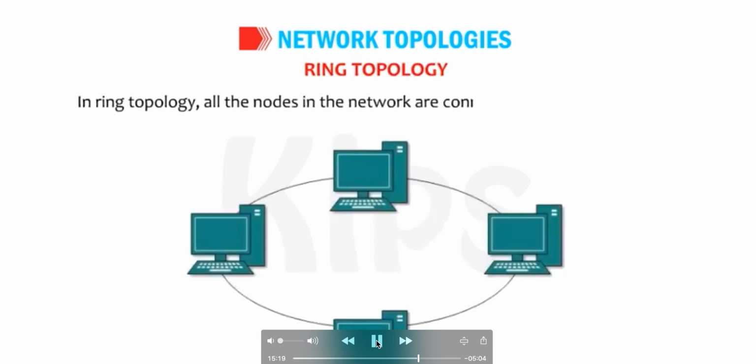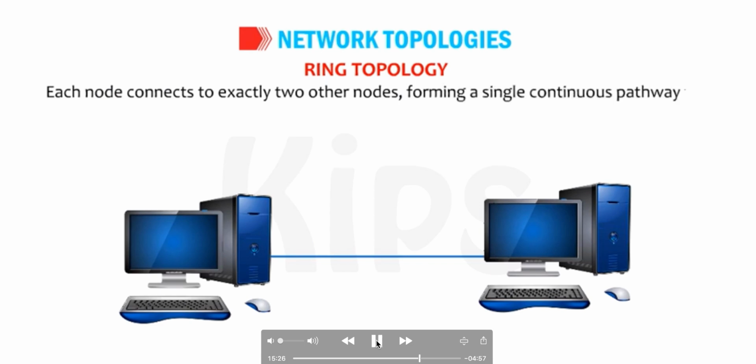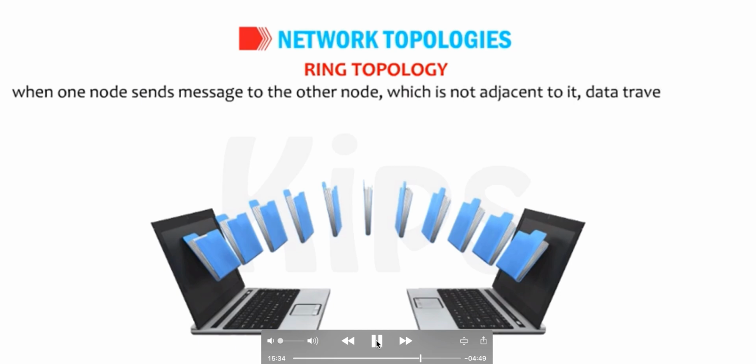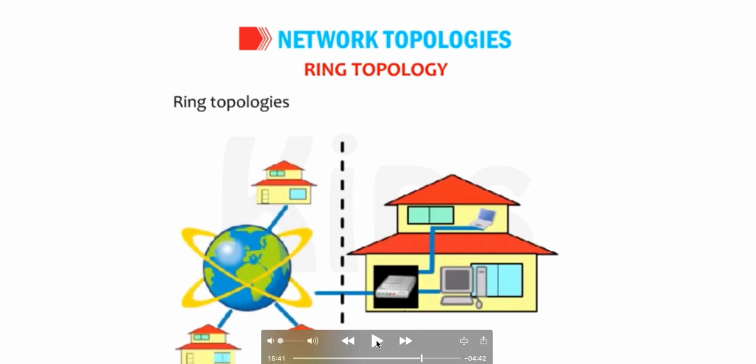In ring topology, all the nodes in the network are connected in a circular manner. Each node connects to exactly 2 other nodes, forming a single continuous pathway for signals. When one node sends a message to another node which is not adjacent to it, the data travels through all the intermediate nodes until it reaches its final destination. Ring topologies are used in both LAN and WAN setups also.